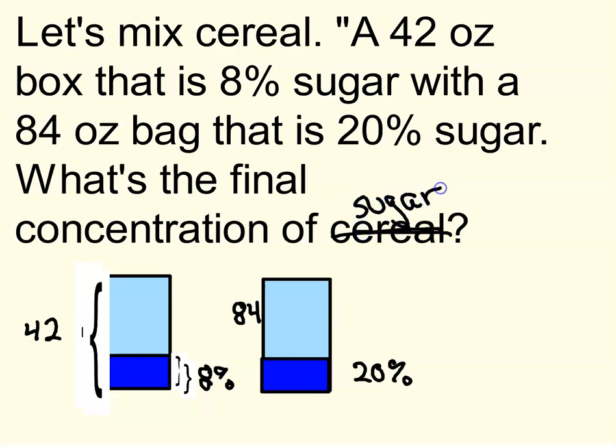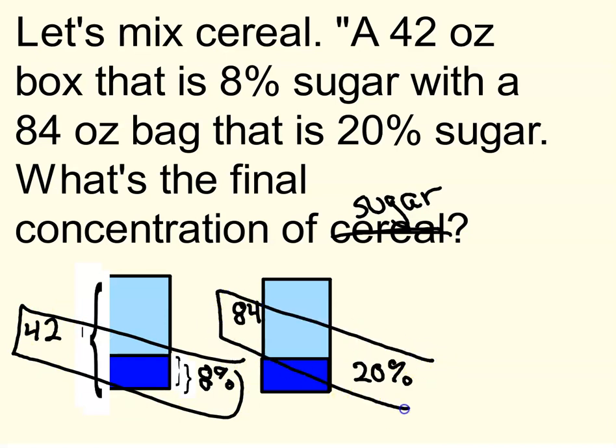Final concentration of sugar. So we're going to have to figure out what's 8% of 40. That's how much sugar is in the first one. And what's 20% of 84? That's how much sugar is in the second one. And add those together, and then we'll divide by the total amount of cereal. Okay. So let's see what we get.